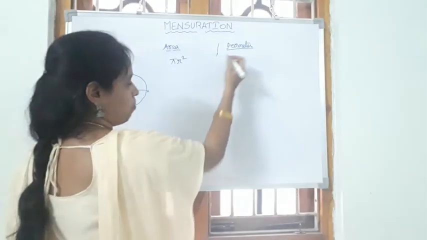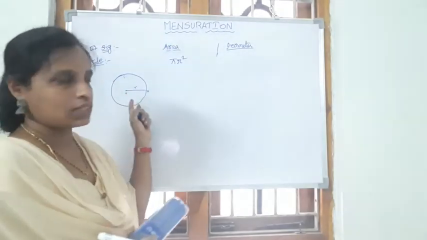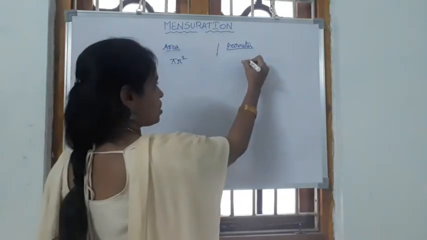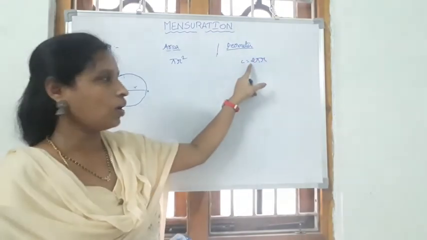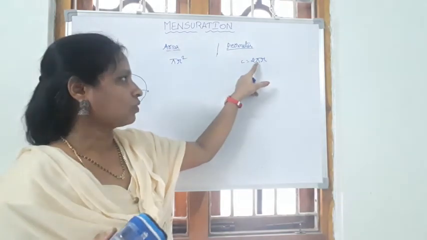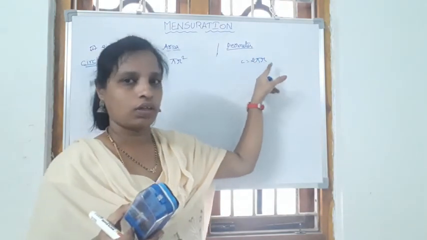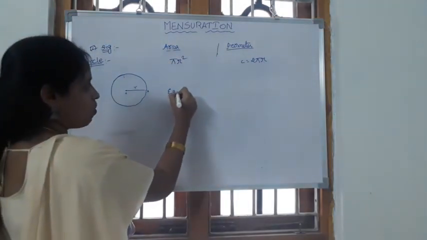And perimeter is nothing but the total length of the circle. It means circumference. So circumference C is equal to 2 pi r. 2 is a numerical value and pi is an irrational number. Pi value we consider as 22/7 or 3.14. r means radius.